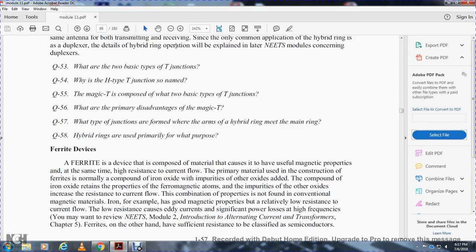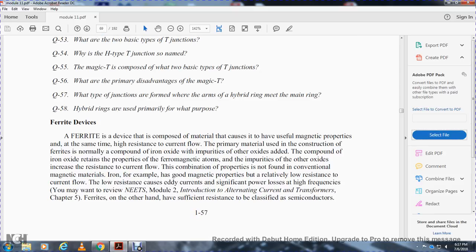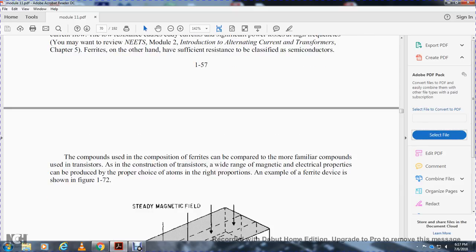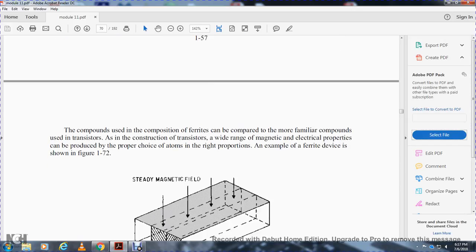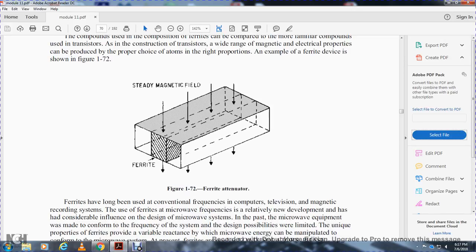Ferrites, on the other hand, have sufficient resistance to be classified as semiconductors. The compounds used in the composition of ferrites can be compared with the compounds used for transistor construction. A wide range of magnetic and electrical properties can be produced by the proper choice of atoms in the right proportions. An example of a ferrite device is figure 172, the steady magnetic field ferrite.